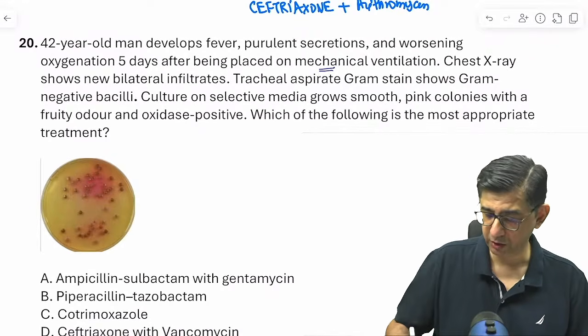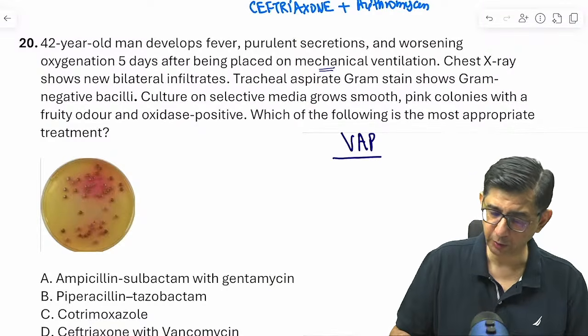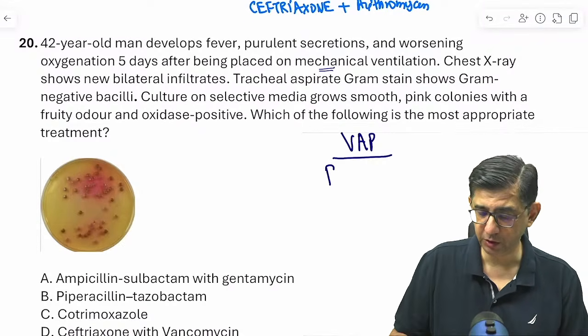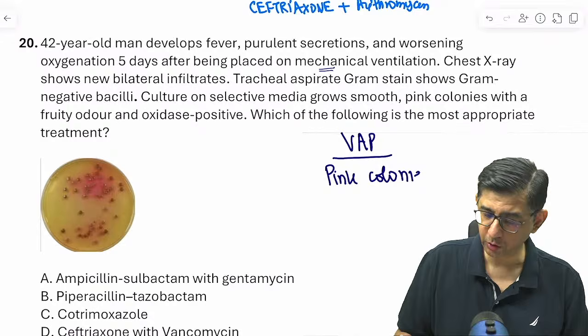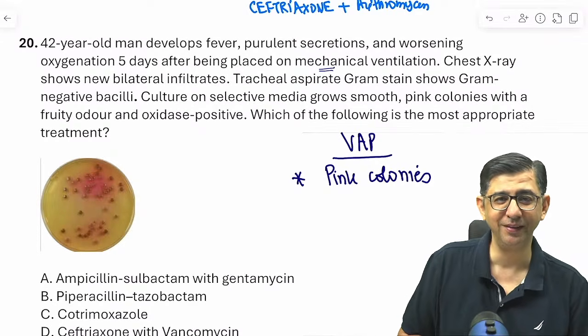The case is that of VAP. We are having a patient who's having ventilator associated pneumonia. The key thing which is present in this question is that there is presence of pink colonies. भाई जो लोग इसको बी बोल रहे हैं और सूडोमोनास बोल रहे हैं, मुझे बताना सूडोमोनास में पिंक आती है कि ग्रीनिश ब्लू आती है?